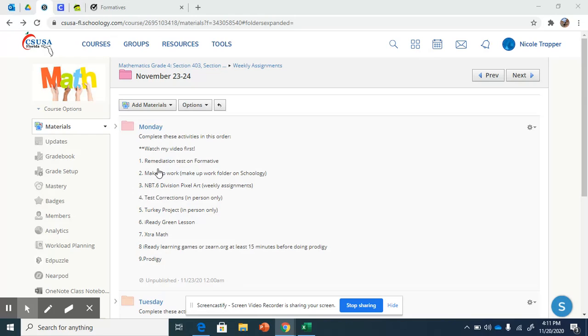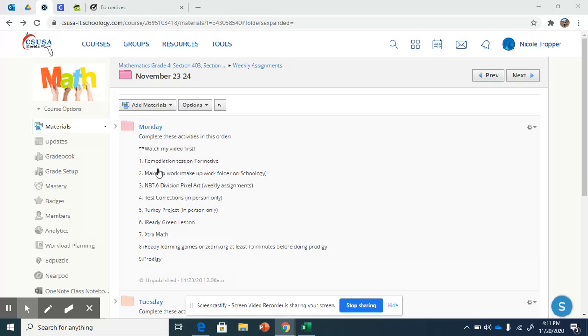Number one is the remediation test on formative. Not all of you have to take the remediation test. As I showed you guys your test last week, you and your parents were able to make the decision if you want to take the remediation math test. I only did it on the standards that you did not master.